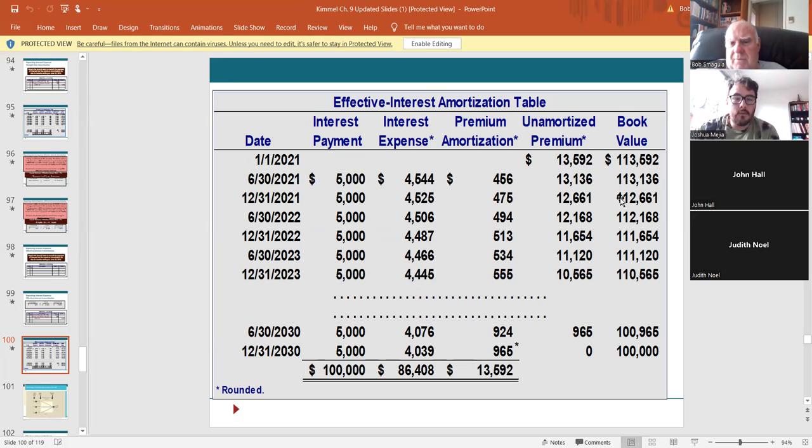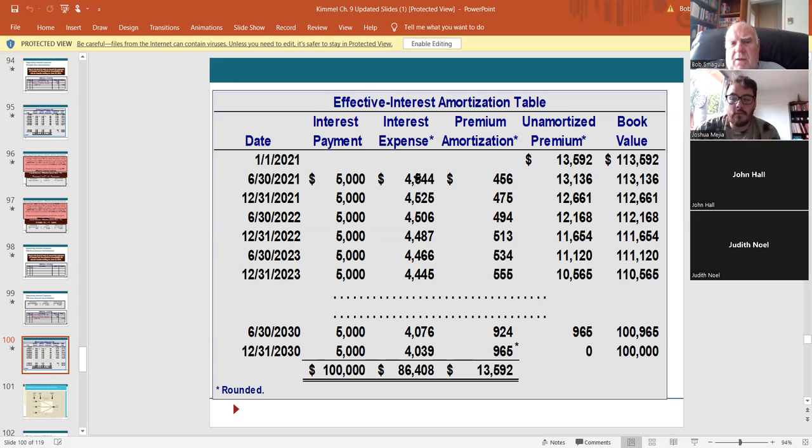Let's do the next one. I'm going to make you teach this with me, Josh. 113,136 times 0.08 divided by 2. And then 4,525.44. So there you go. They rounded it to 4,525, I think.